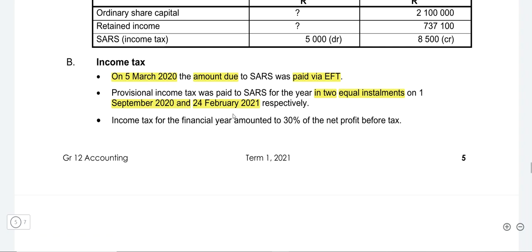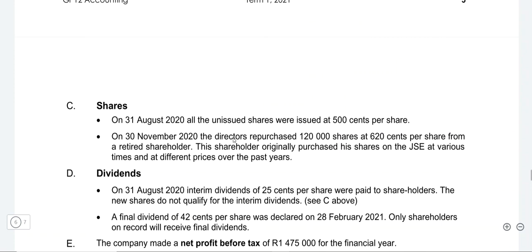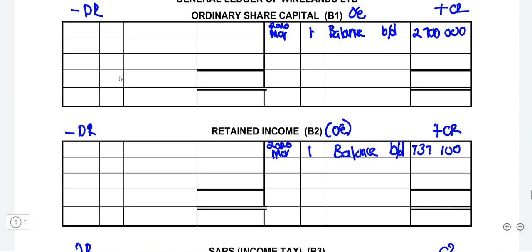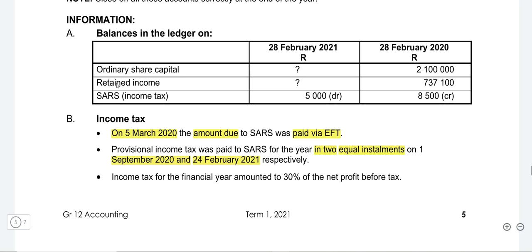Okay, but we know that the payments were done on the 1st of September 2020, so maybe we can insert that information. Remember, we're going to say 2020 September the 1st, then we'd have bank, and then CPJ. Okay, then we are going to have the 24th, 2021 February 24. Then we'd also have bank CPJ, and then we'll go and look for the amount for these. But for now, we don't know those amounts, so we'll continue with our information so that we don't waste time.